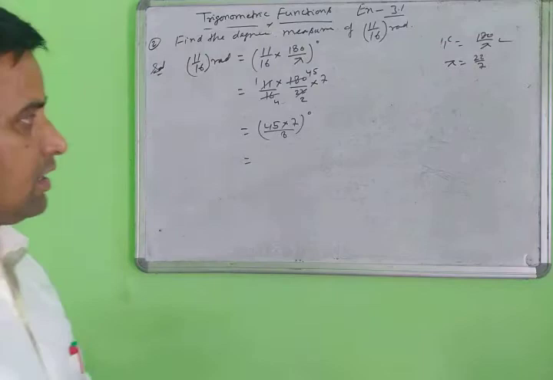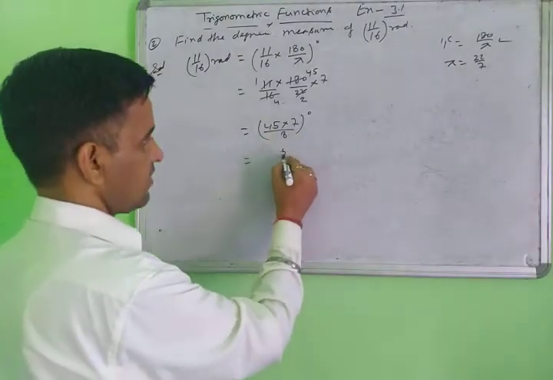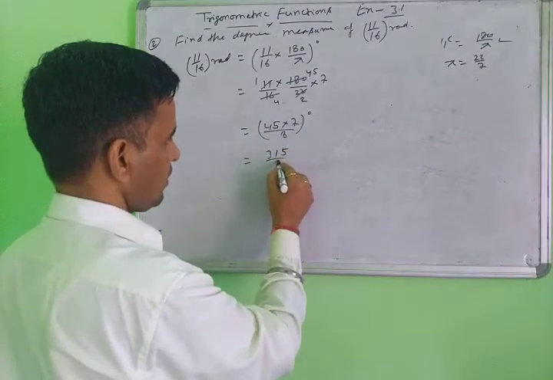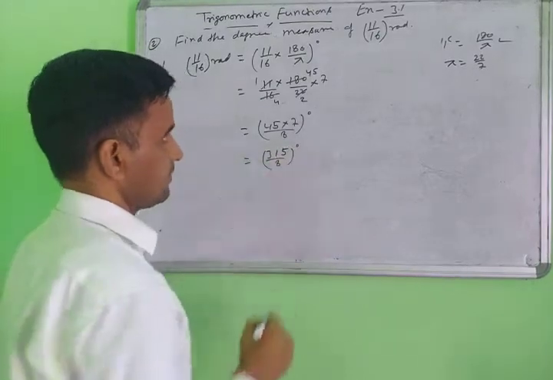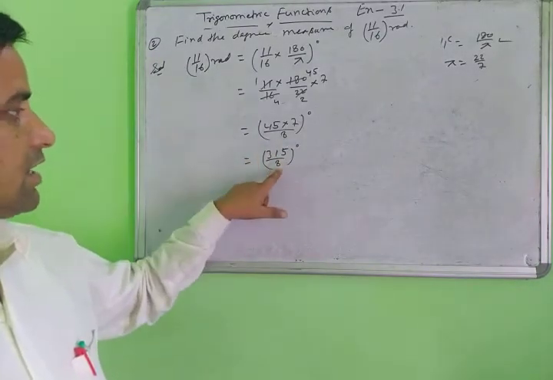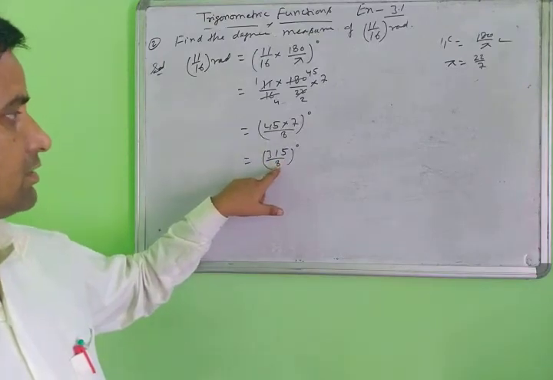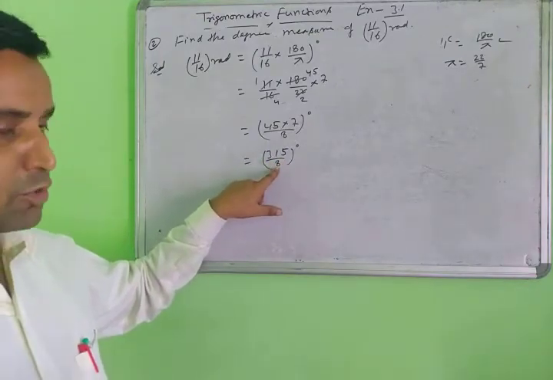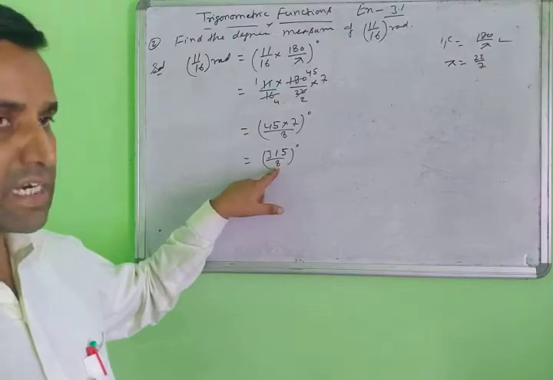Now multiply here: 7 times 5 is 35, carry 3, 7 times 4 is 28 plus 3 is 31, so 315 upon 8. This is your calculated degree. But this is not the final answer, because of the denominator here. Now convert this fraction into minutes and seconds also.